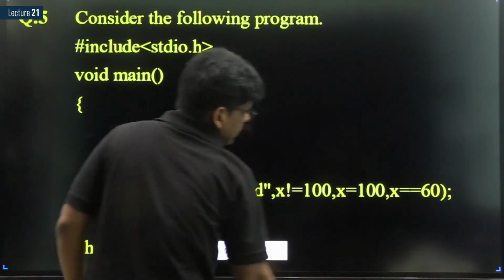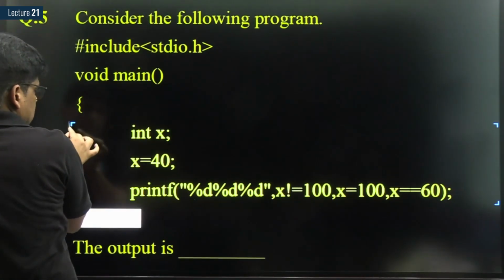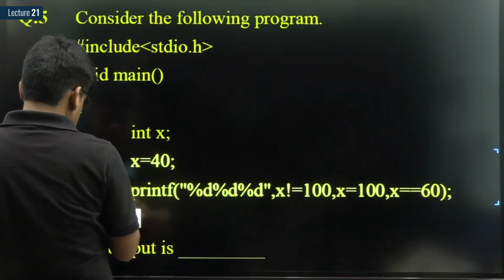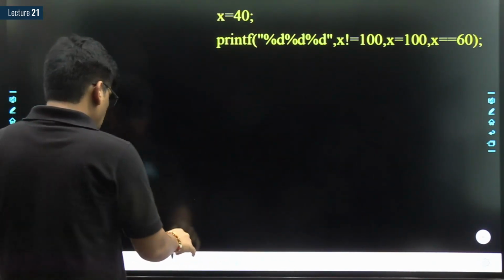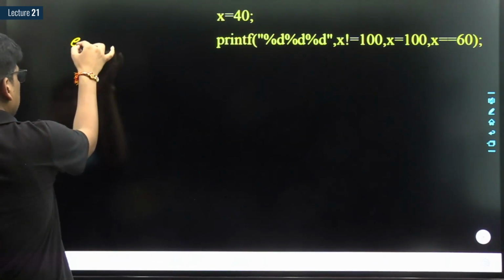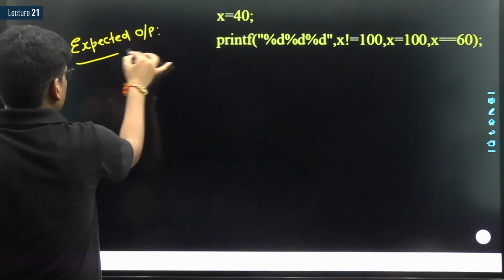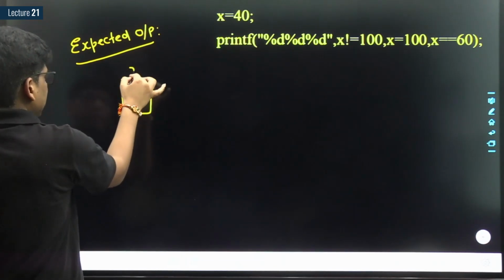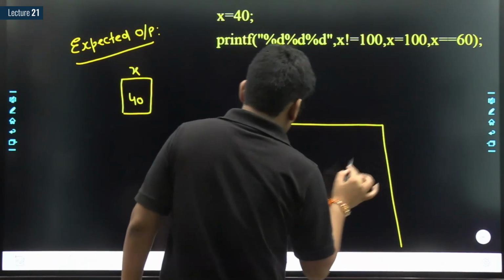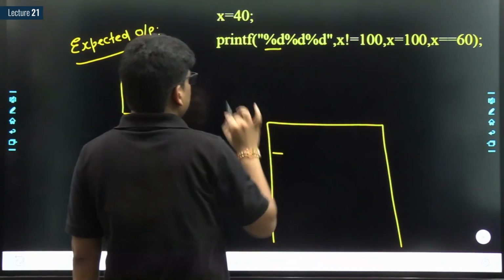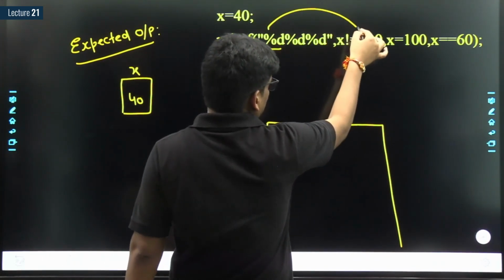Let's try to evaluate this. Let us focus on only these two lines. First, I will talk about expected output. What I am expecting from you, what you all are expecting. Sir, the value of x is 40. Okay, the value of x is 40. Here is the cursor. You will say %d. Okay, %d. That means some integer value is to be printed, and this %d corresponds to this.